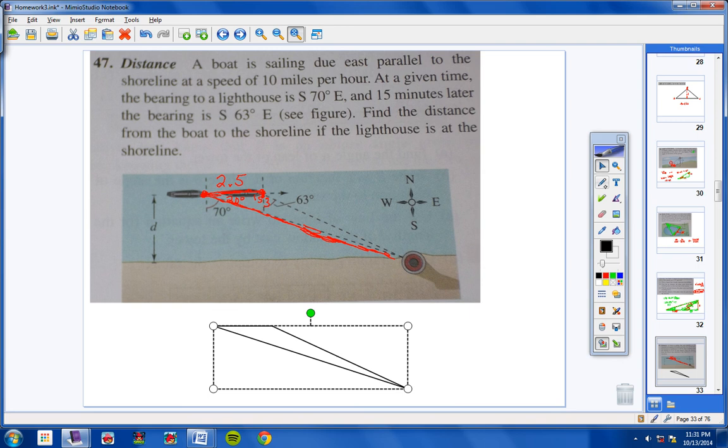Now watch this. This is 2.5. This is 20 degrees. This is 153 degrees. So 153 plus 20 is 173. This little angle down here must be 7 degrees. And I'm going to try to find this length right here. We'll call it x. I'm not sure if that will help, but it's a good start.